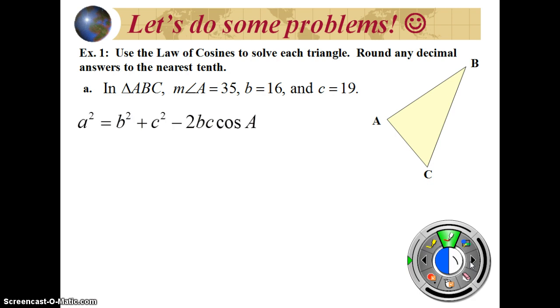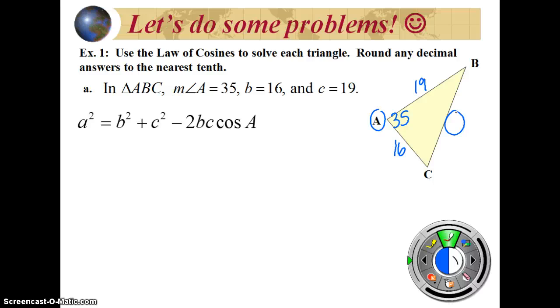In triangle ABC, the measure of angle A is 35. The measure of side b is 16, and the measure of side c is 19. The reason we can't use the law of sines is because in order to use the law of sines, you would have to know an angle and the side across from it. We do not know an angle and the side across from it. We don't know angle B, we don't know angle C, and then we don't know side a. So that's why we're going to have to use the law of cosines.